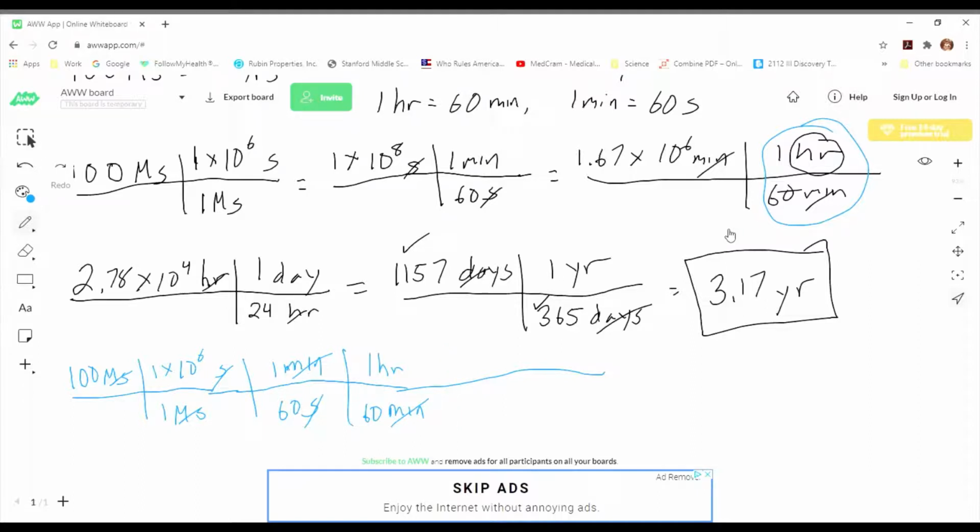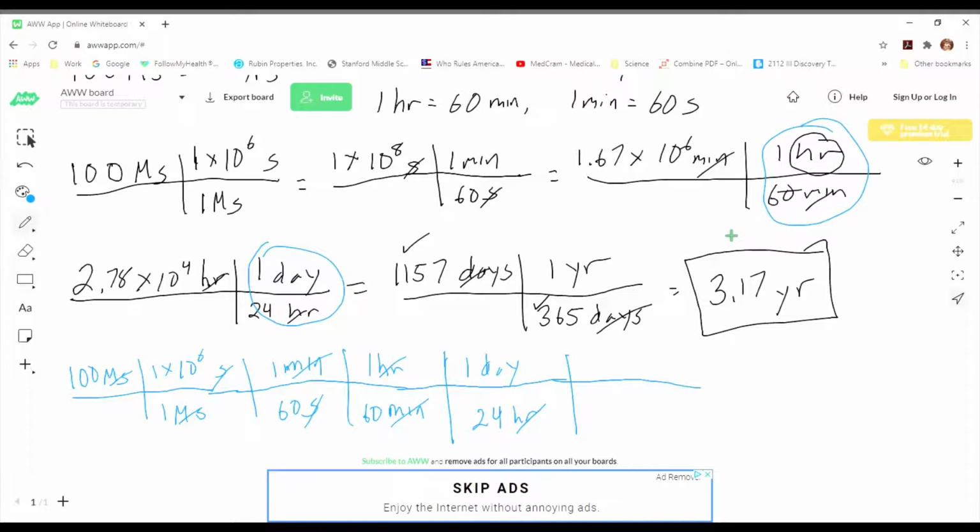Let me go ahead, undo that and do it better. I'm writing on a little tablet and sometimes not exactly sure which side goes up and down. Then the next conversion factor was 1 day over 24 hours. 1 day over 24 hours. And that would cancel our hours there.